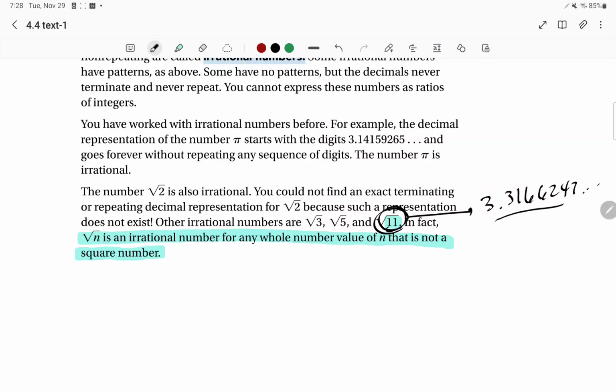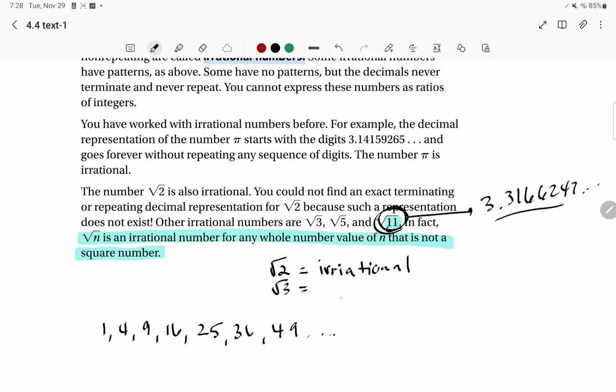So we're going to do some examples. If you look at the square root of 2, is 2 a perfect square? Remember, our perfect squares are 1, which is 1 squared, 4, which is 2 squared, 3 squared is 9, 4 squared, 5 squared, 6 squared, 7 squared, and so forth. These are perfect squares. The square root of 2 is not a perfect square, so that means this is going to be irrational. Square root of 3: 3 is not a perfect square, so this is going to be irrational.